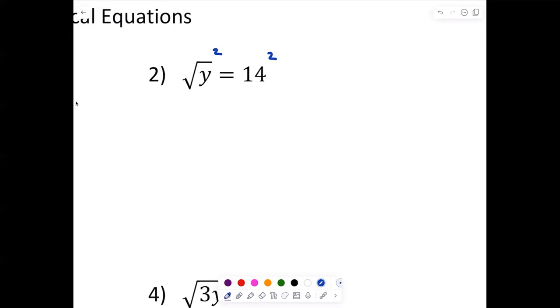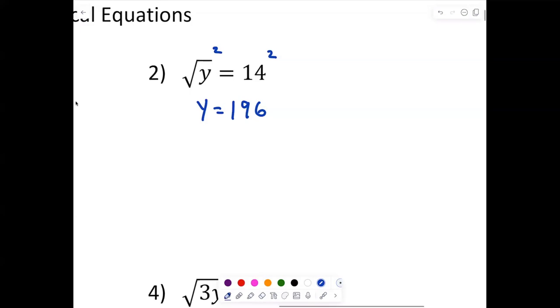All right. Now a square and a square root do what to each other? They cancel out. So that's why y is equal to, what is 14 squared? Thank you, whoever knew that. 196 is correct. That's how easy. All right, really, really simple.